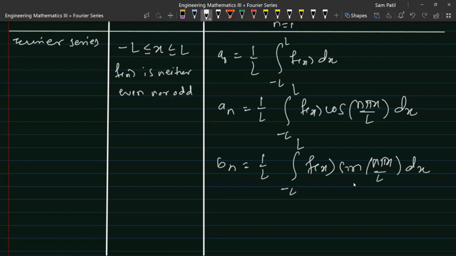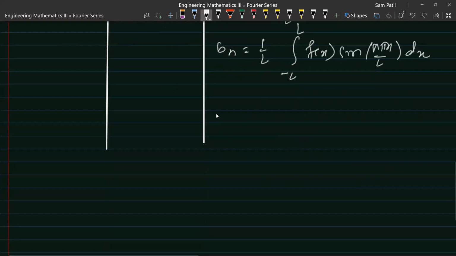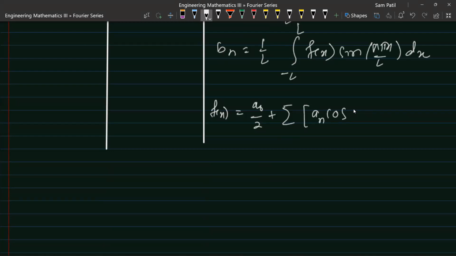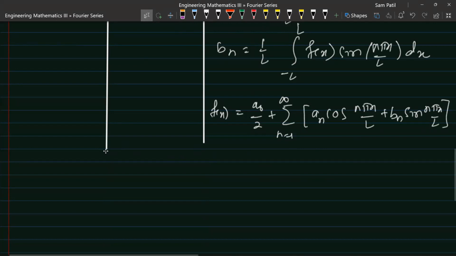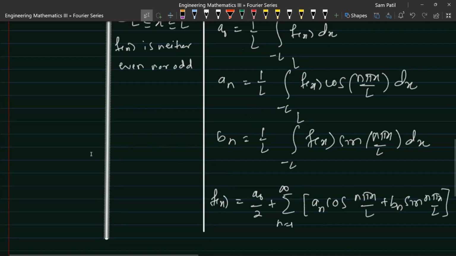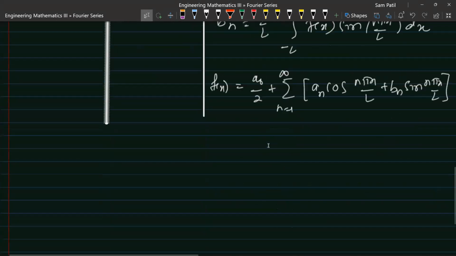Only the interval limits are changed, note that. And f(x) is again the same. f(x) is a naught upon 2 plus summation of a_n cos of n pi x upon L plus b_n sine of n pi x upon L, from 1 to infinity. That's it. So just keep in mind that the function is neither even nor odd, that's why this is happening.